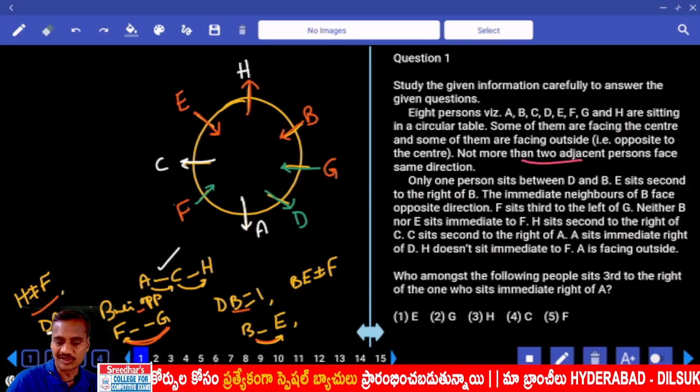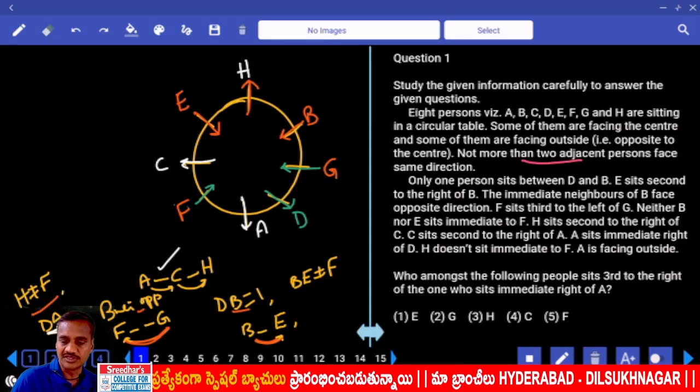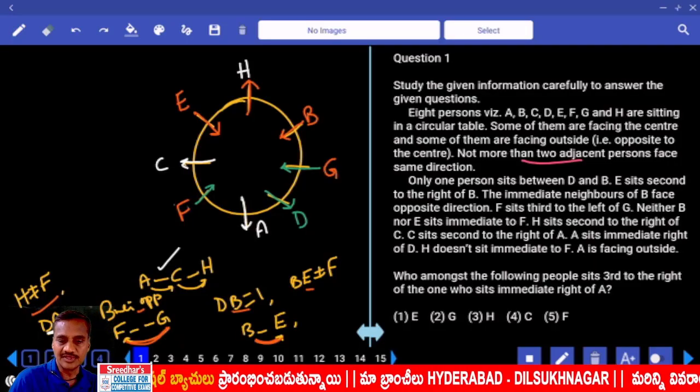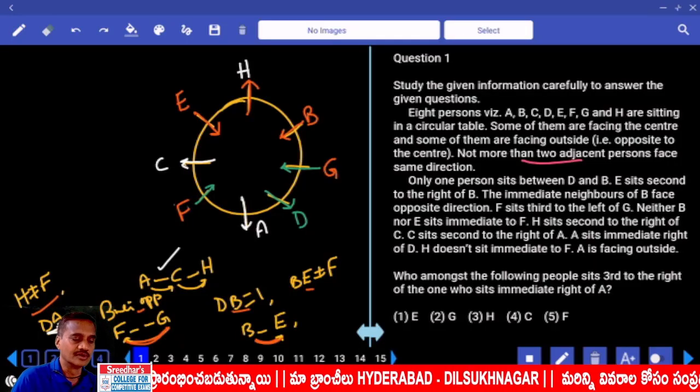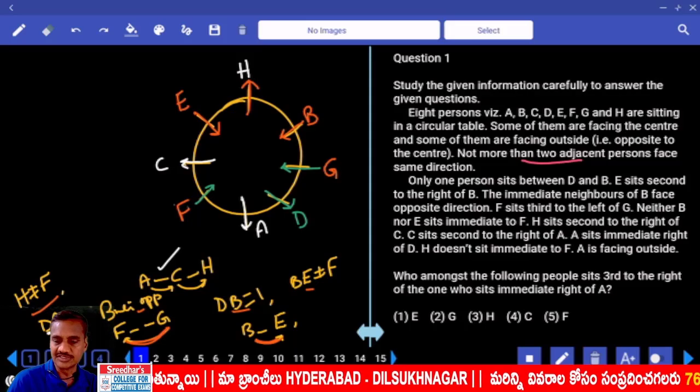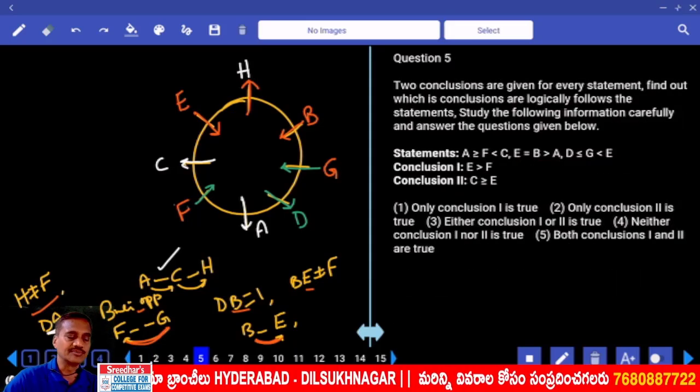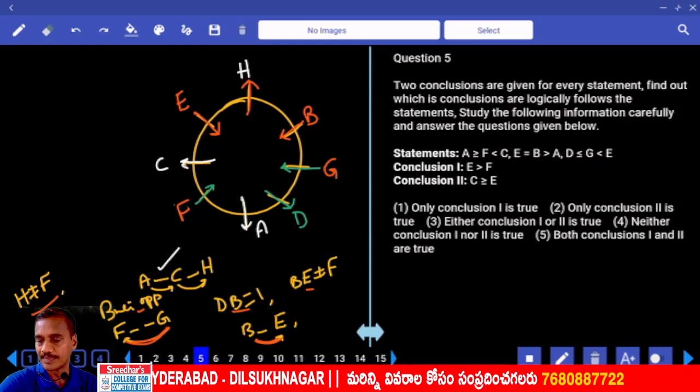Between D and B there is exactly one person. E is seated second to the right of B. B and E are not adjacent to F. Now question numbers 1 to 4, this is the final arrangement. Then coming to question number 5 onwards.